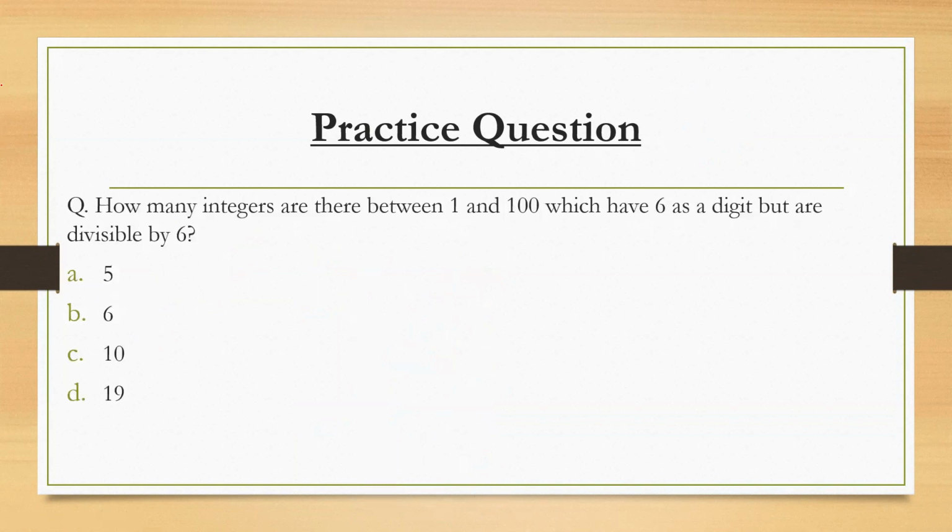okay, now try this one. Now here we are talking about divisibility also. So we have how many integers are there between 1 and 100 which have 6 as the digit. Okay, so the number should have 6 as a digit, but at the same time it should also be divisible by 6. Okay, so how many such integers are there? Okay, 6 as a digit should be there and it should be divisible by 6 also.